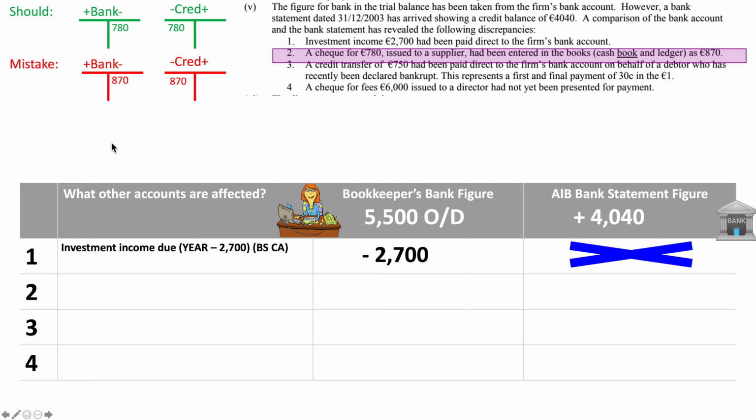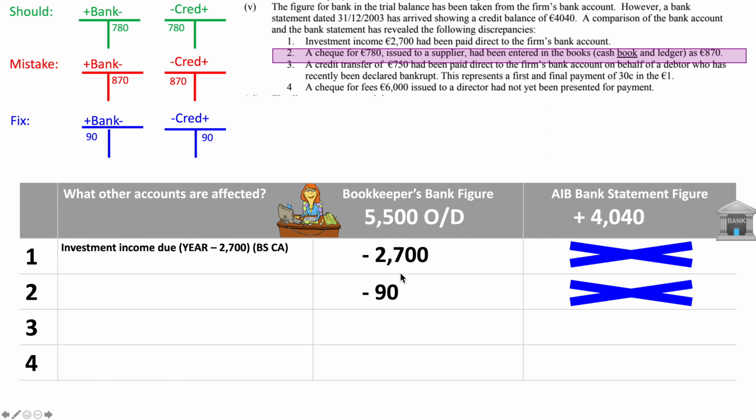So to fix that then, we'll put 90 on the debit side of bank and 90 on the credit side of creditor. So nothing will happen in the bank's bank figure, but the bookkeeper's bank figure will reduce the overdraft by 90, because that's 90 coming into the bank, which will reduce the overdraft figure. And in the other accounts, we will increase the creditor by €90 there.